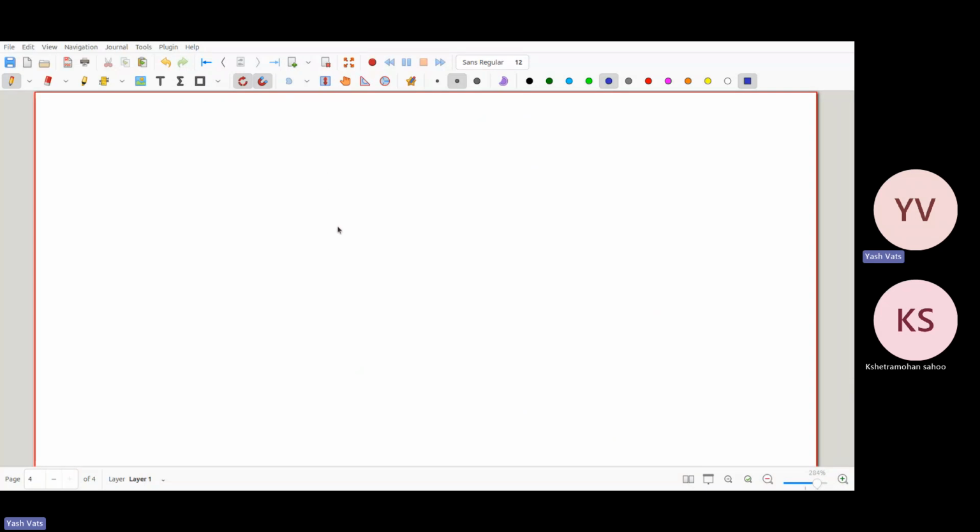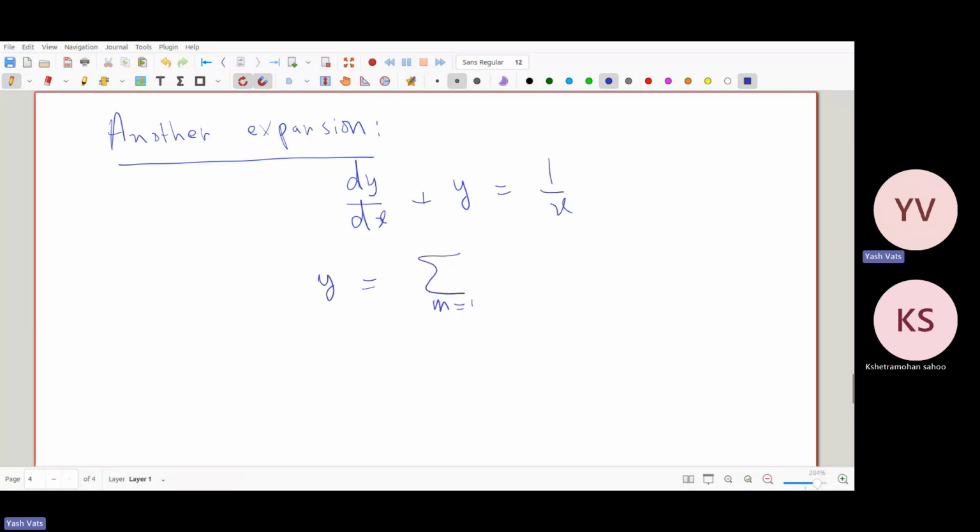Okay, so there is another type of expansion that I'm going to show you. If you have a differential equation like this, and y is given by summation m equals 1 to infinity a_m divided by x to the power m, then you have to find the solution, right?